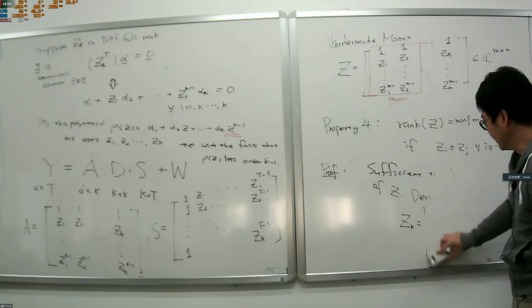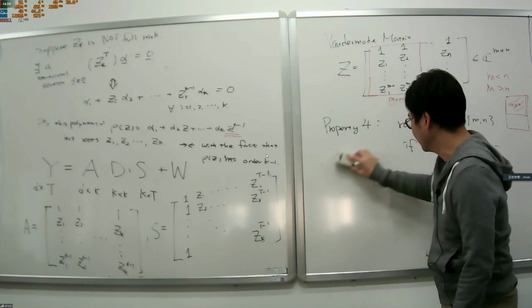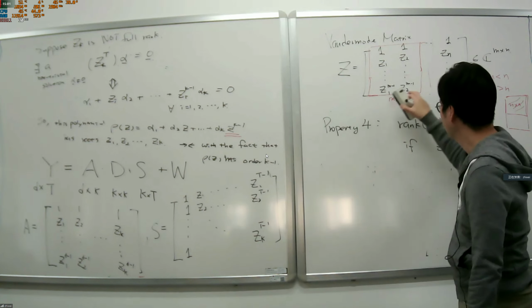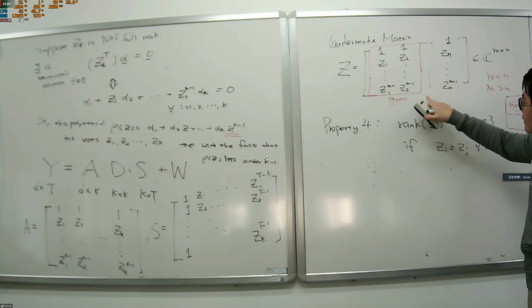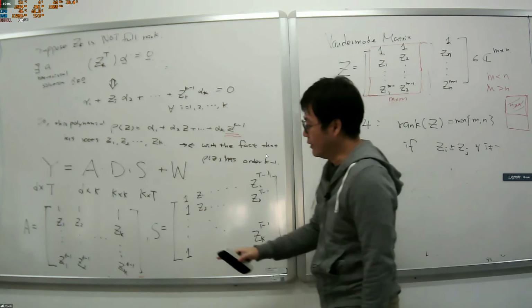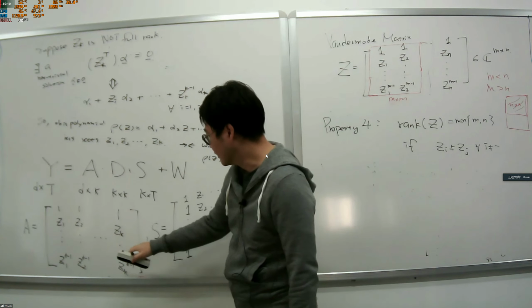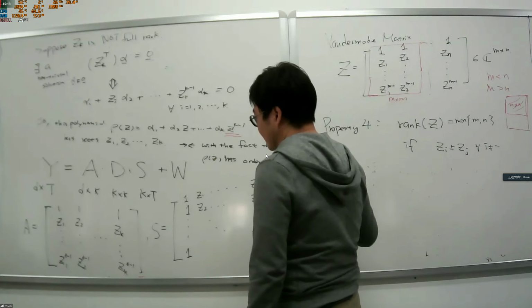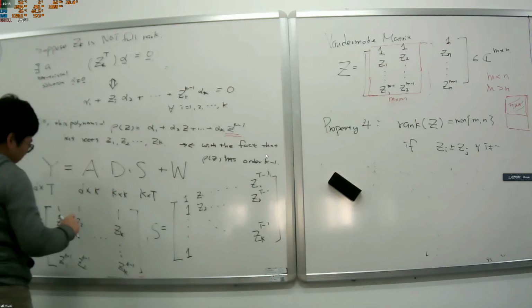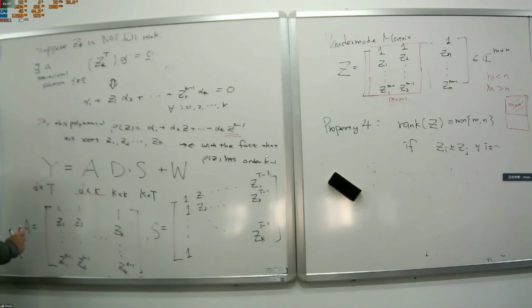So you see that as long as z_1 to z_k are different, then this A, for example, as long as it is a D by K matrix, is always full rank. If D is larger than K, then it is full column rank. If D is smaller than K, it is full row rank.